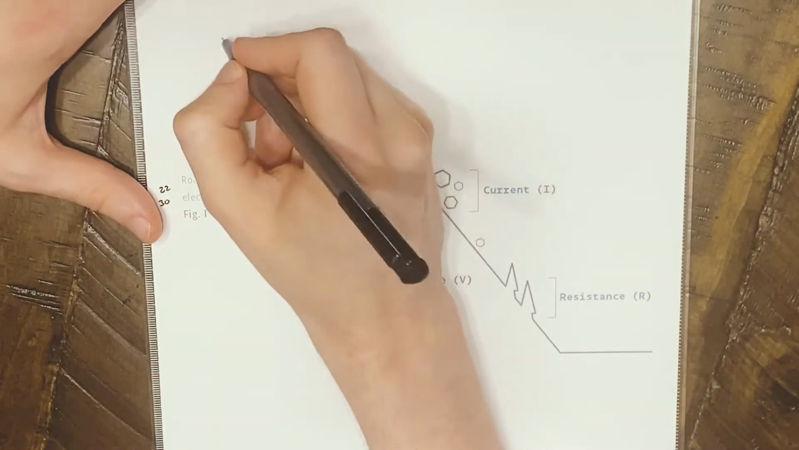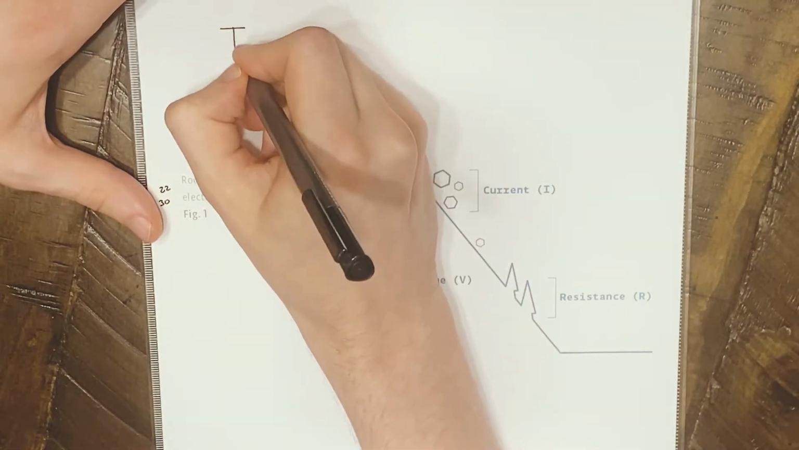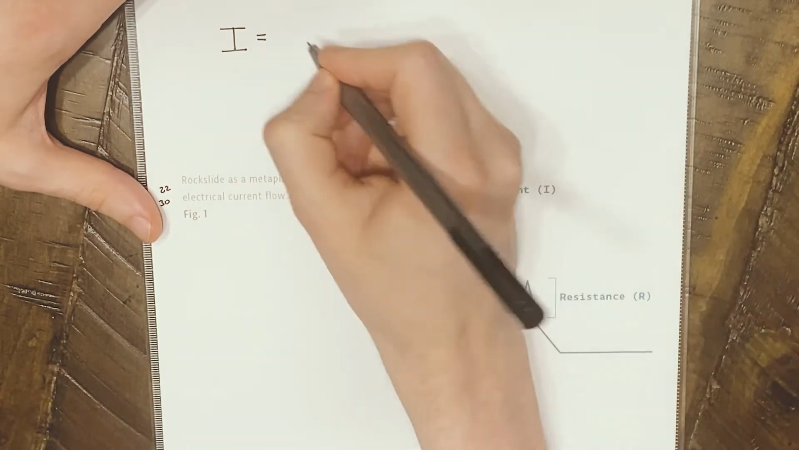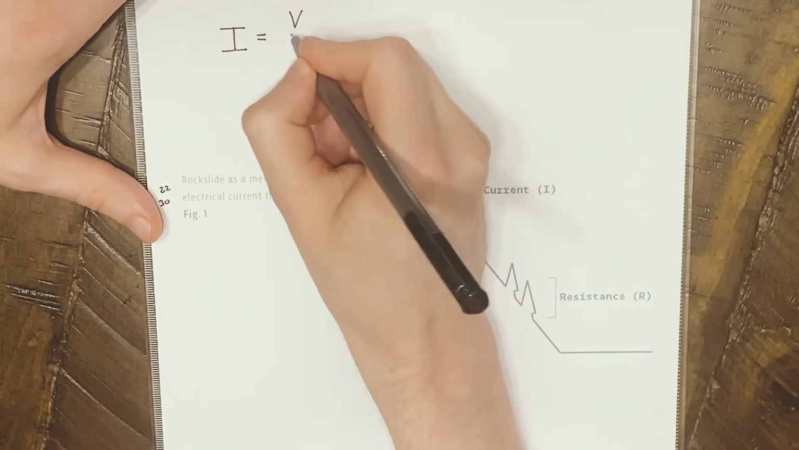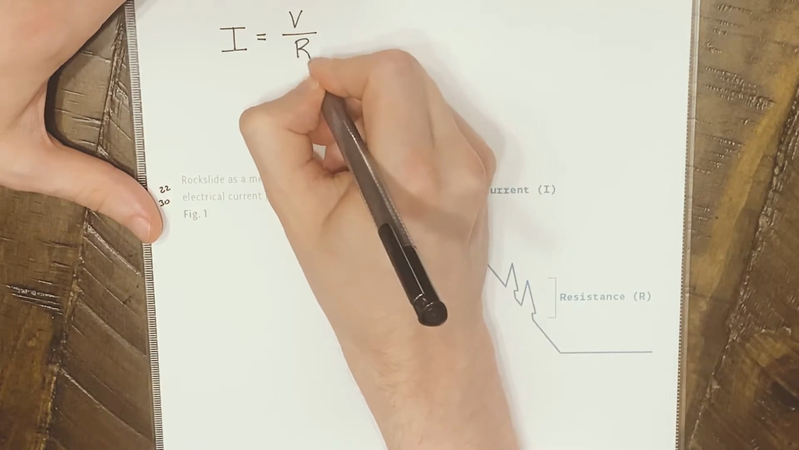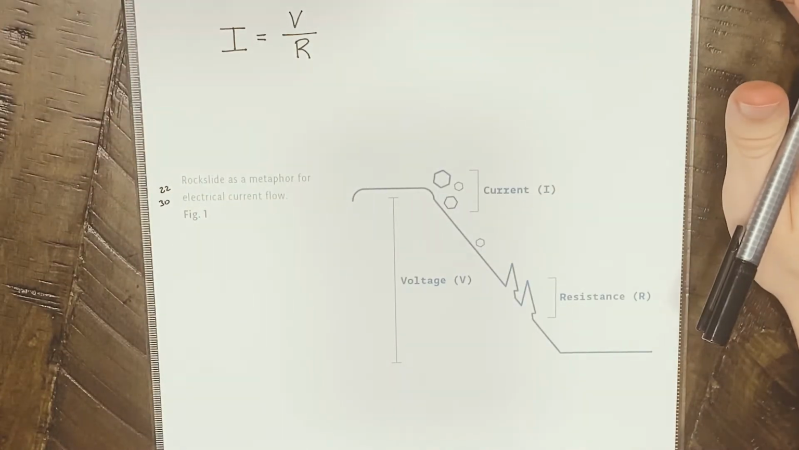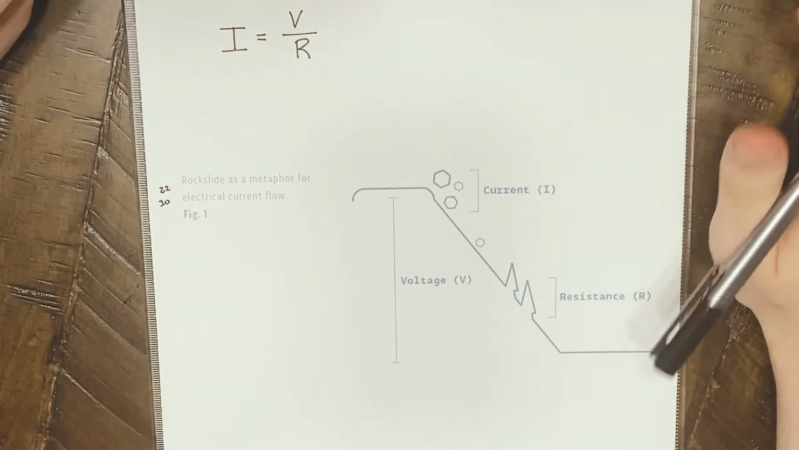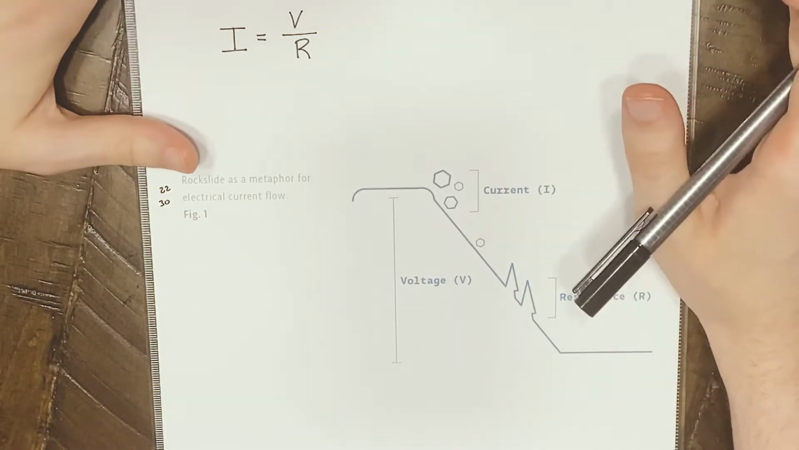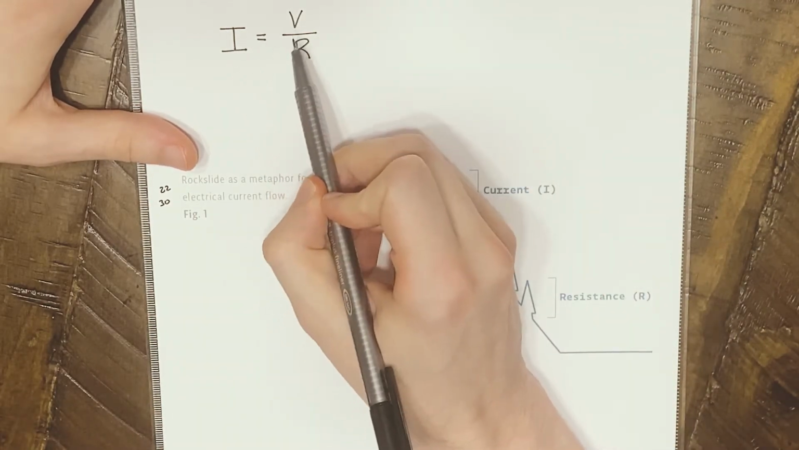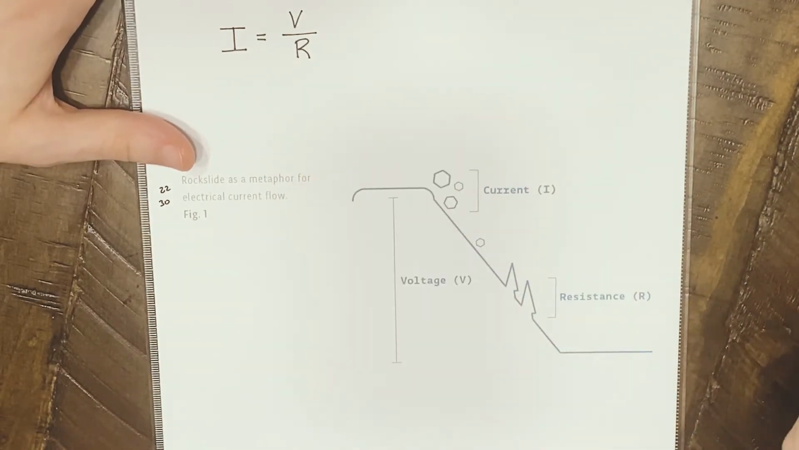So Ohm's law, just to write it out, is current, which is I, equals voltage divided by resistance. Now, those of you out there that have had a science class, you're screaming right now, Ohm's law is voltage equals current times resistance. It's actually not. It is actually current equals voltage divided by resistance.